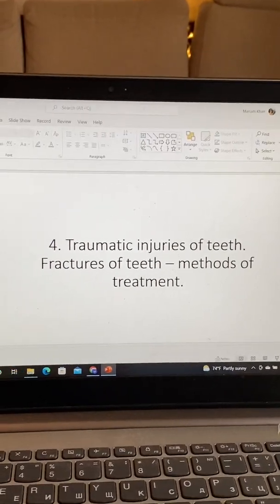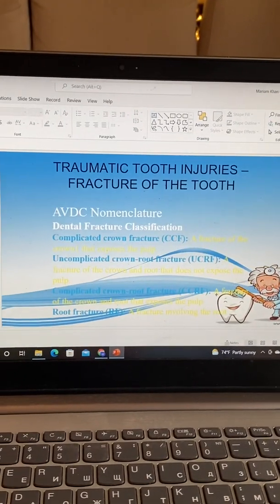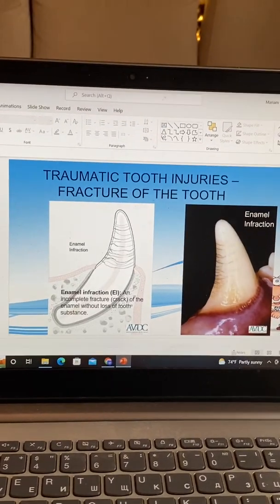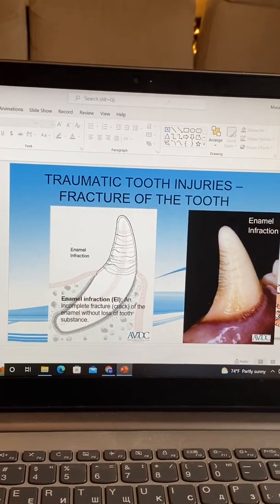So these are traumatic injuries of the teeth, basically fractures and how to treat them. These are all classified under AVDC nomenclature, but I'm going to go through them anyway. So these are all the fracture types.